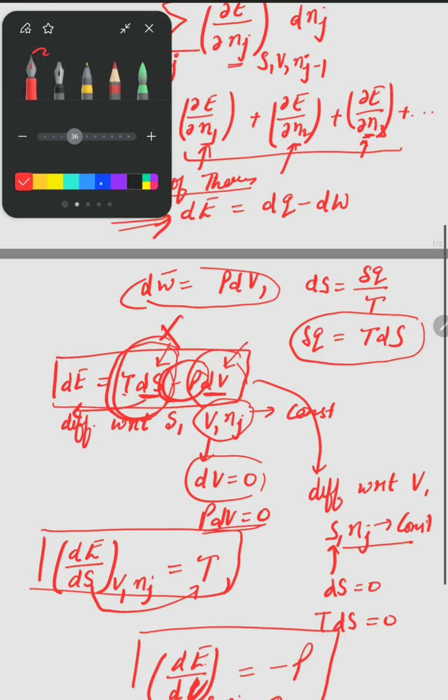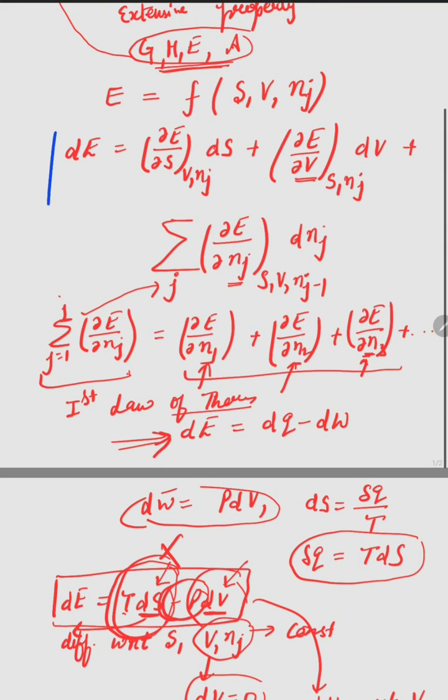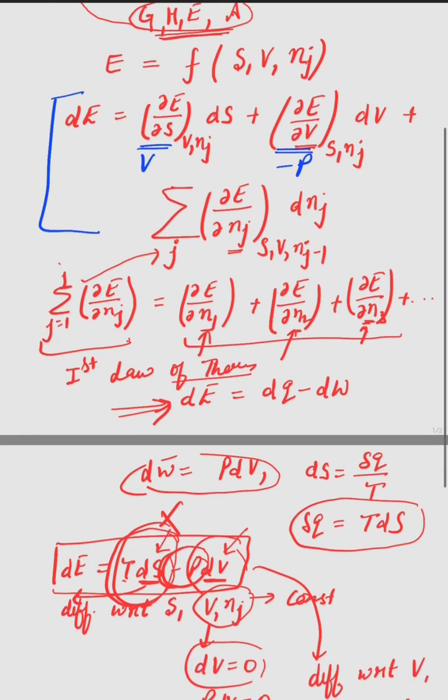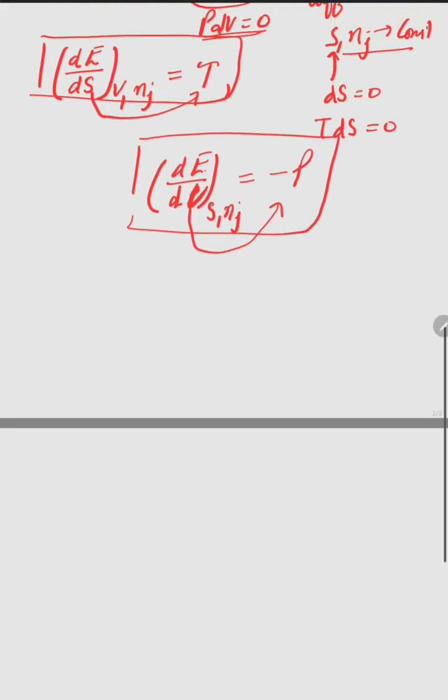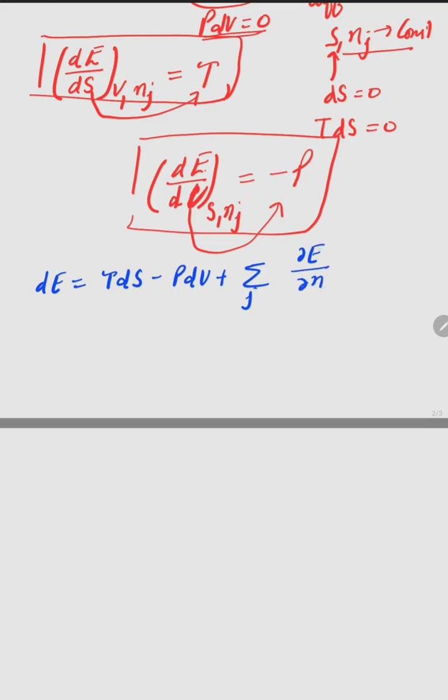So in the starting equation, the first term can be replaced with V, and the second term can be replaced with minus P. Everything else remains the same. So just rewrite this equation by putting these values. We get dE is equal to TdS minus PdV plus summation over j of the change in internal energy with change in number of moles, dNj, where volume, entropy, and Nj minus 1 are kept constant.